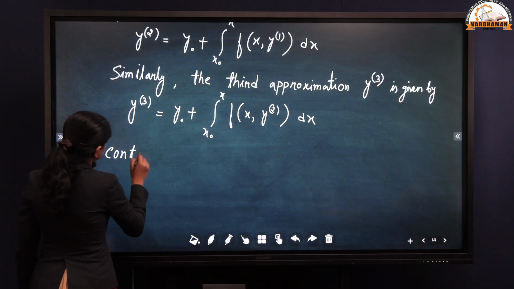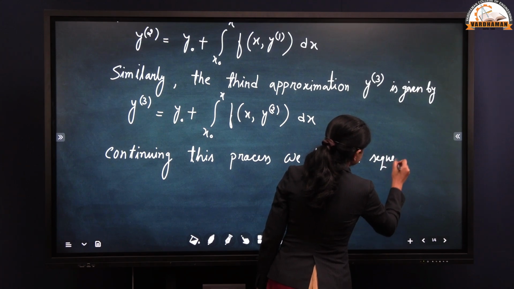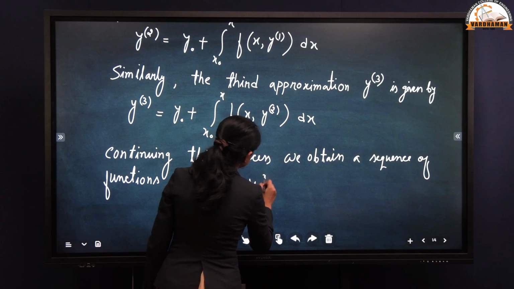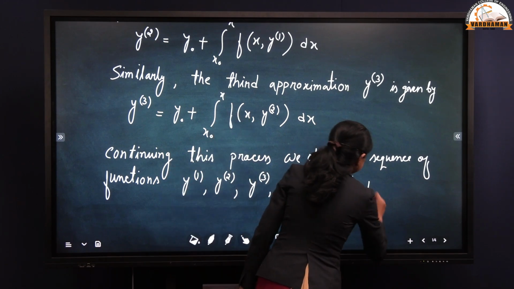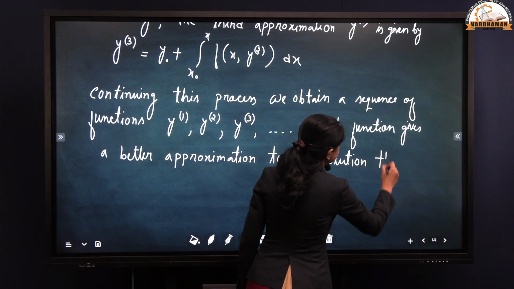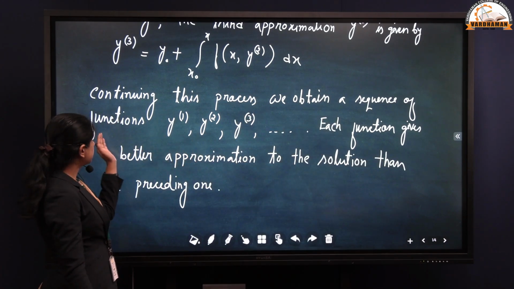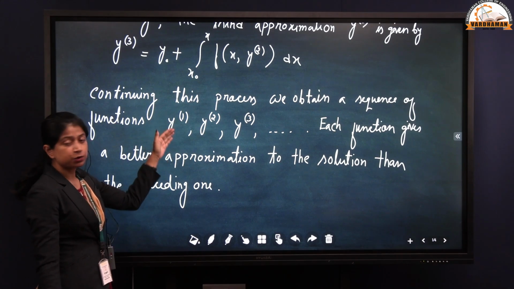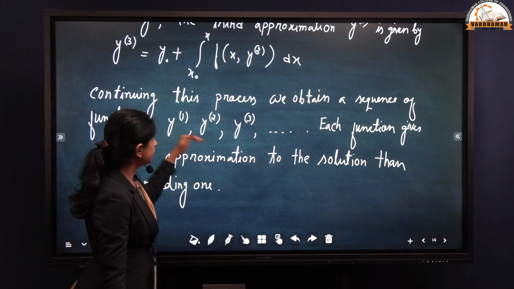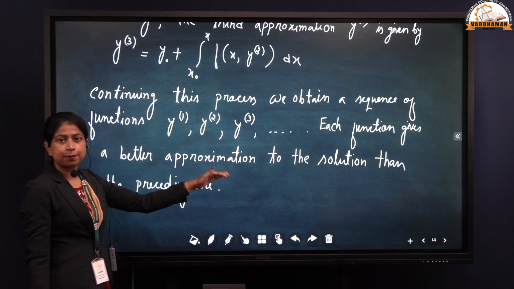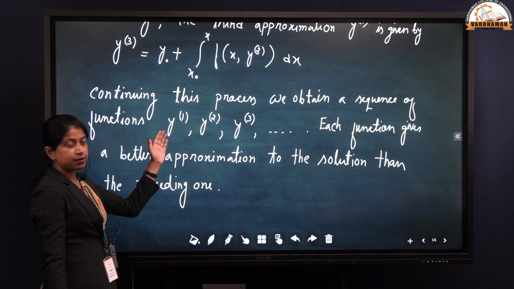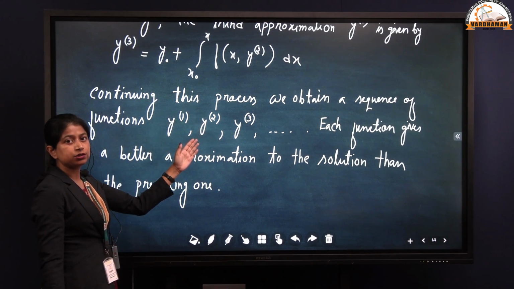Continuing this process, we obtain a sequence of functions: first approximation of y, second approximation of y, third approximation of y, and so on. Each of these functions gives a better approximation to the solution than the preceding one. So y2 gives a better approximation than y1, y3 gives a better approximation than y2, and so on.